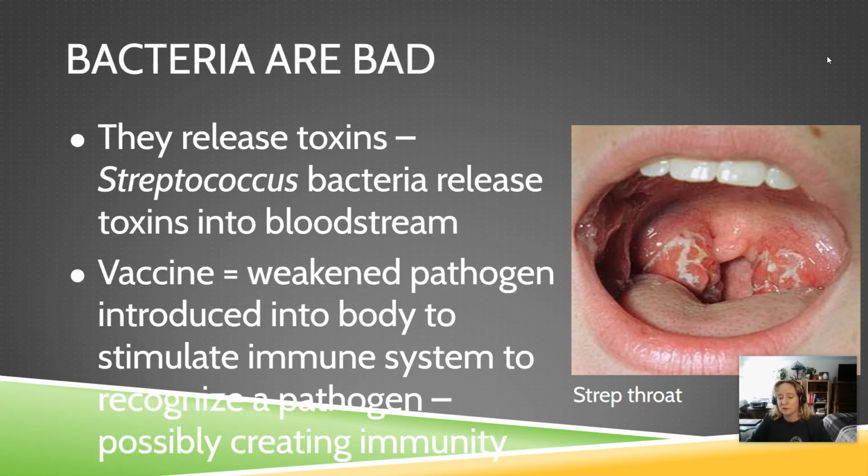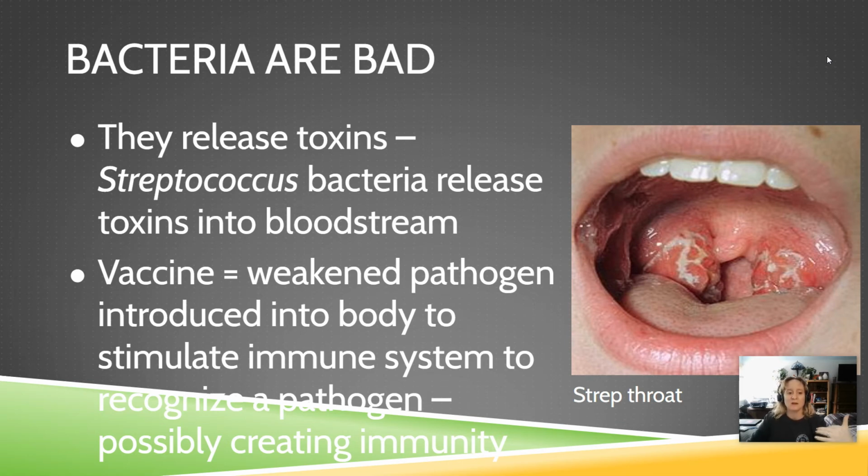So one thing that we use for certain bacteria that are bad, you can use what we call a vaccine. We normally think of vaccines for viruses, but depending on what you have, they do have vaccines for some bacteria. So the vaccine is a weakened pathogen introduced into the body to stimulate the immune system to recognize a pathogen, possibly creating immunity.